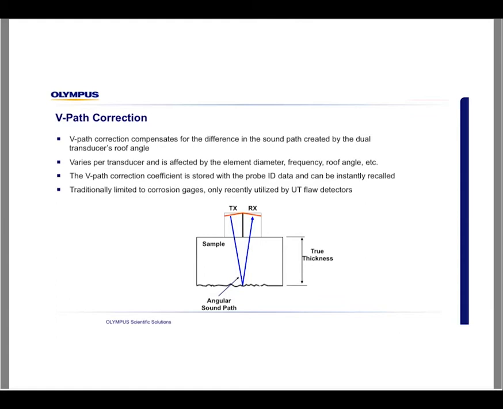So our V-path correction uses an algorithm to offset for this increased sound path, and the change in sound path varies per your transducer. It's affected by your element diameter, your frequency, the actual roof angle, because the angle of the elements actually varies per transducer. So all this information is stored within the probe ID. So this is also loaded when you just connect your dual probe to your instrument. So there's no extra setup needed. And this feature was traditionally limited to our corrosion gauges and it's only recently been utilized by flaw detectors.